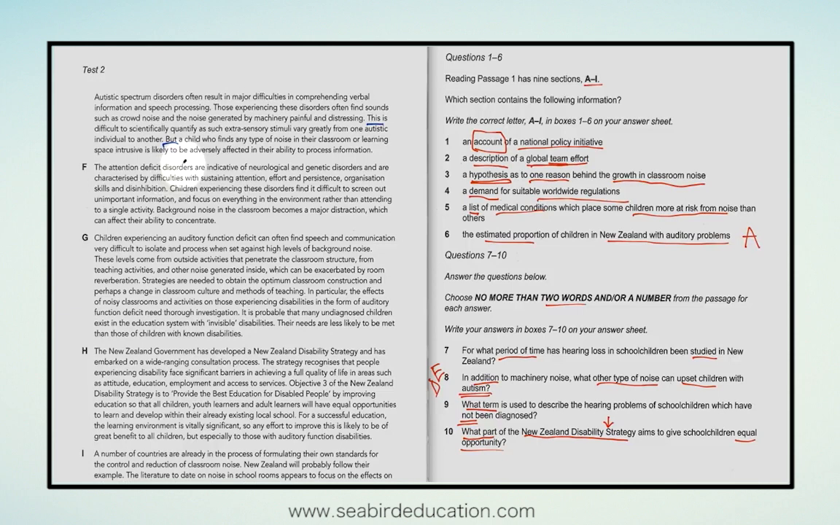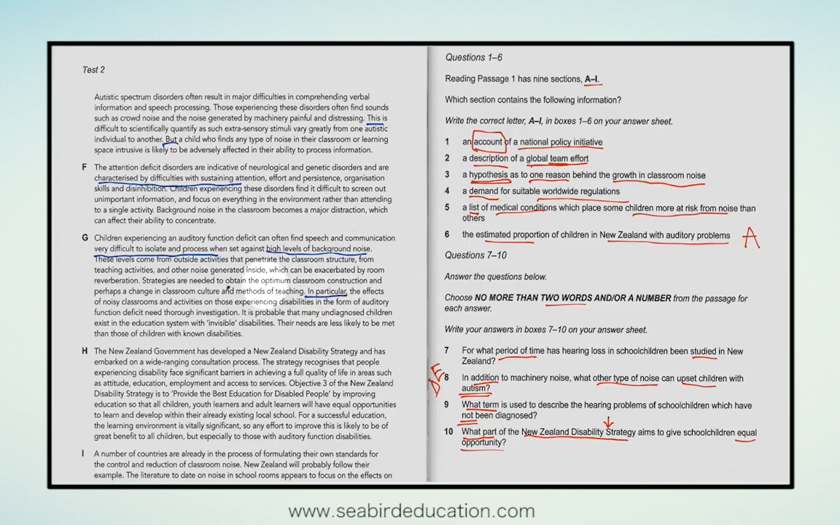Okay, next one. The attention deficit... on sustaining attention, effort and persistent organization skills. Difficulty sustaining these things, okay. Difficult to screen out unimportant information, okay. Right, there's no words here. Speech and communication difficult to isolate and process. High levels of background noise. Okay.